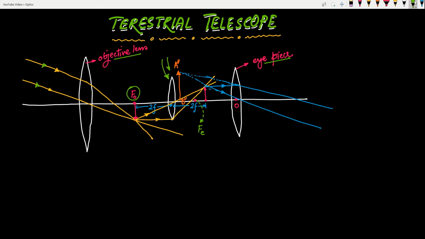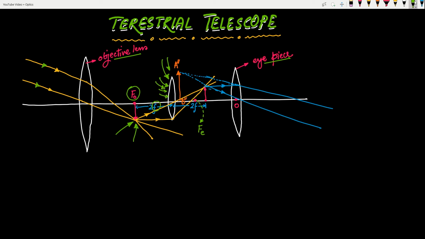Now what we are doing is that we have taken this extra lens, and the image that is formed here will act as a virtual object for this middle lens. Now we will keep this lens in such a way that the image that is formed here falls at a distance of 2f from this lens, where f is the focal length of this middle lens.